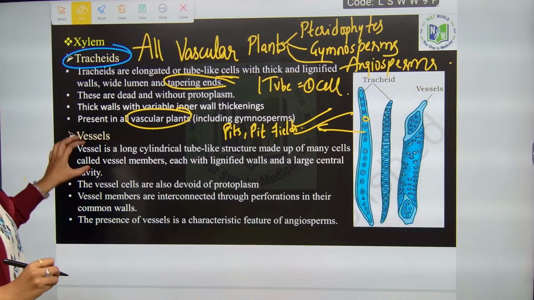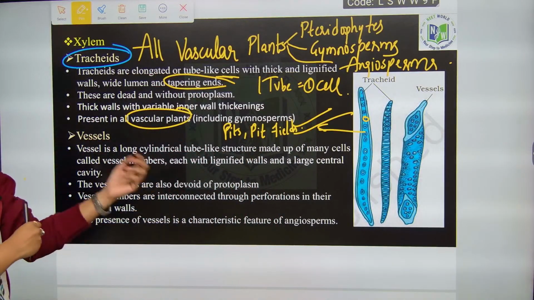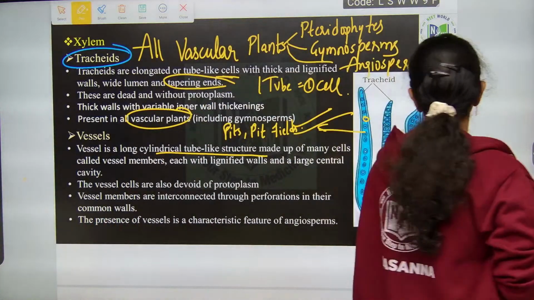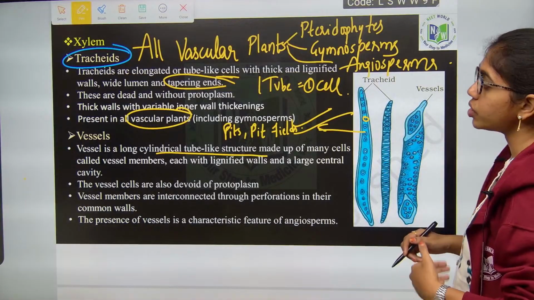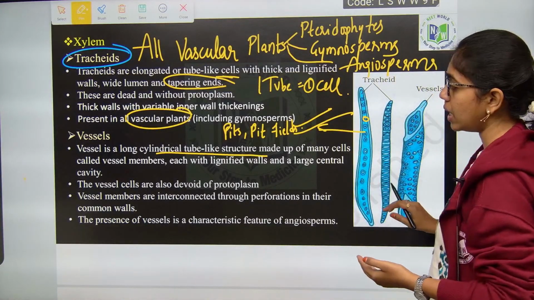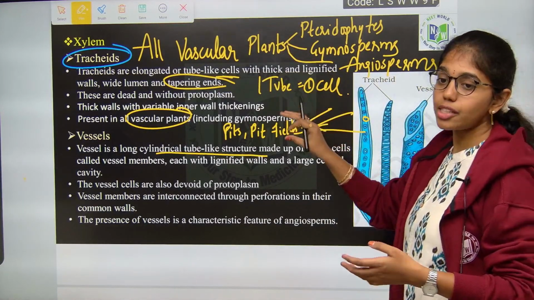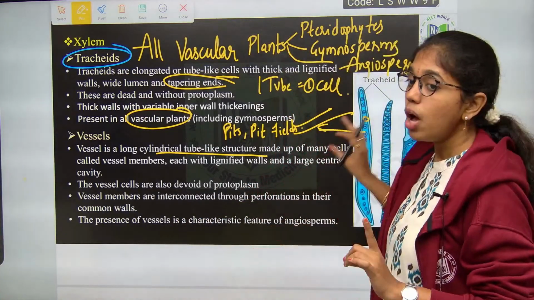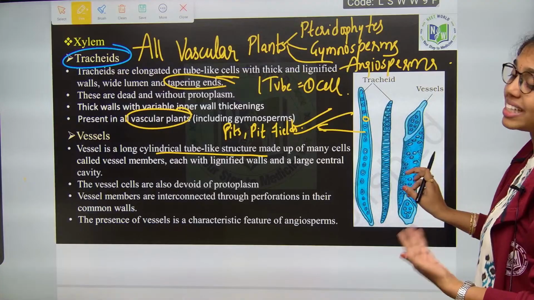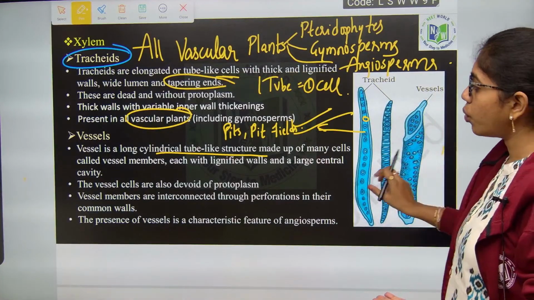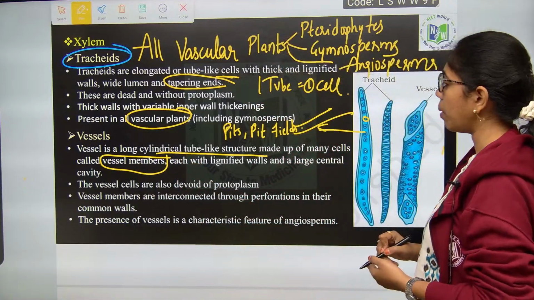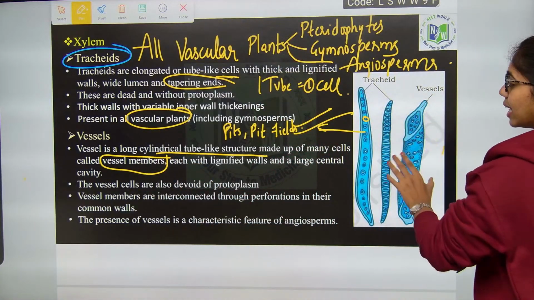Next, vessels. Vessels are long cylindrical tube-like structures. They are made up of many vessel members. Unlike the tracheids, where one tube has one cell, in a vessel one tube has many cells. Those cells are called vessel members. And again their walls are thick and lignified.